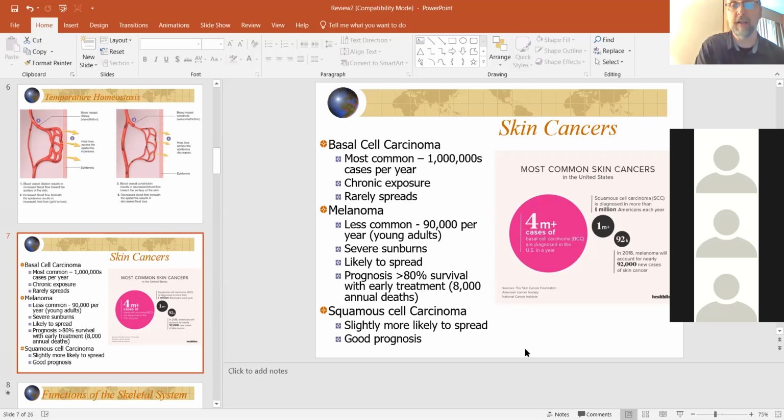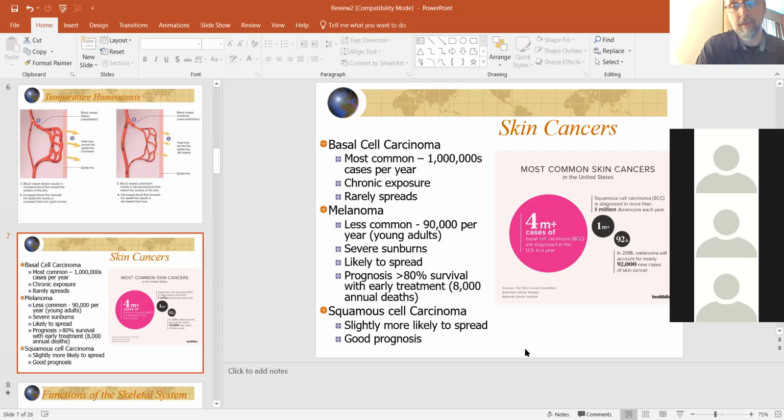Fortunately, most skin cancers are basal cell carcinomas and squamous cell carcinomas. Those are less likely to spread deep. They're slow growing and can be easily removed. Those are due to chronic sunlight exposure, and so they typically occur in certain parts of the body on people who are outside a lot.